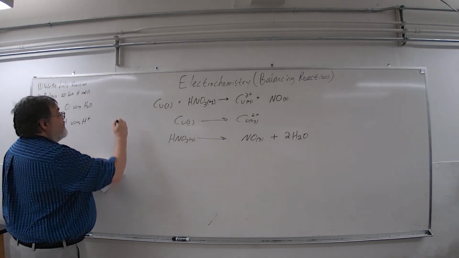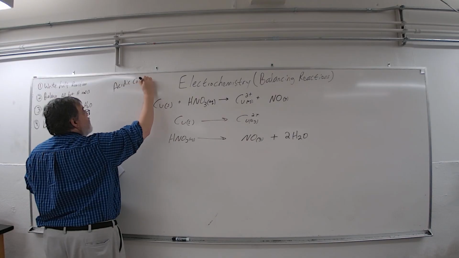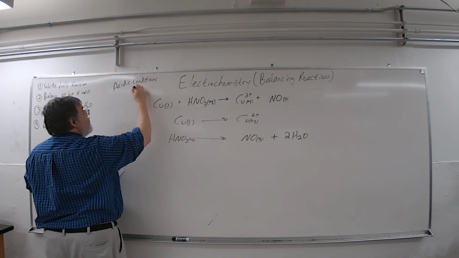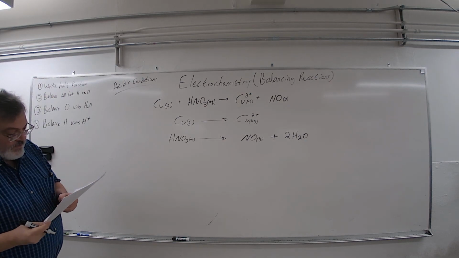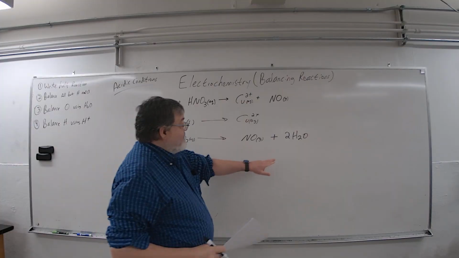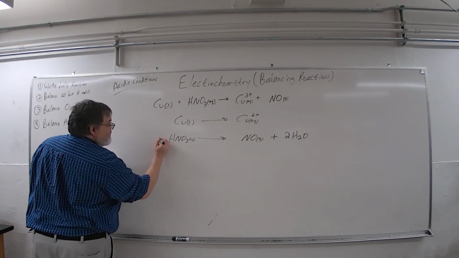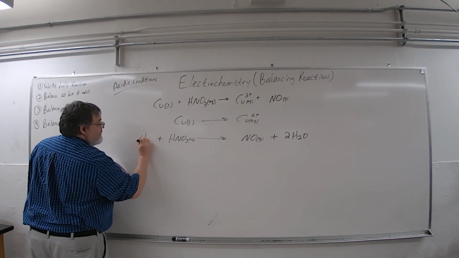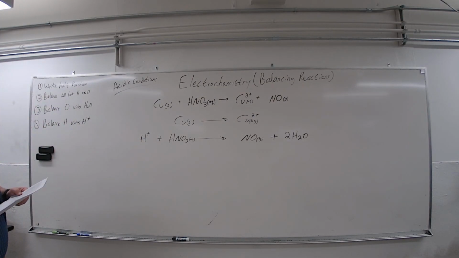I should say I'm doing this under acidic conditions. It's almost exactly the same for basic conditions. So H's. I've got 2 H's here. I've only got 1 here. So I'm going to put 1 H plus here. And now everything is balanced. Okay.